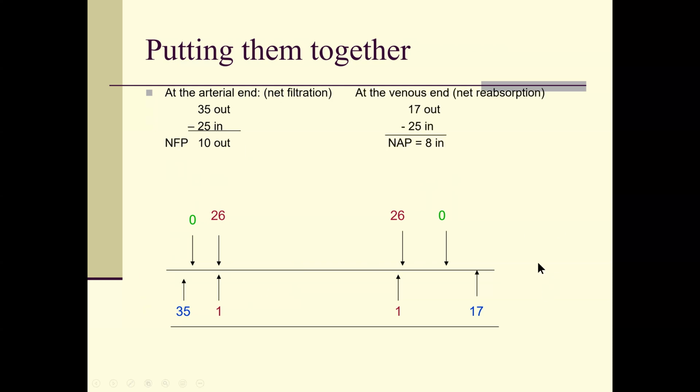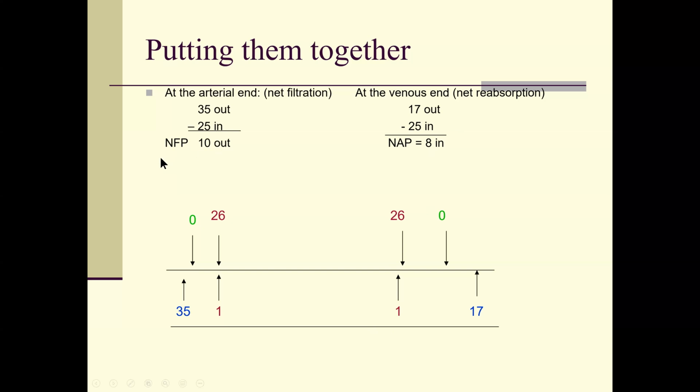At the venous side of the capillary, we have a net filtration pressure of 17 out. We have a colloidal osmotic pressure from the proteins inside the vessel trying to pull water back of 26 in. We also have a colloidal osmotic pressure of proteins outside the vessel in interstitial fluid of 1 going out. That gives us 1 from 26 is 25. We have 17 minus 25 for a net pressure of 8 in.